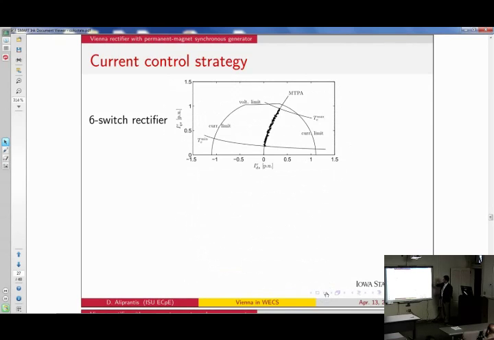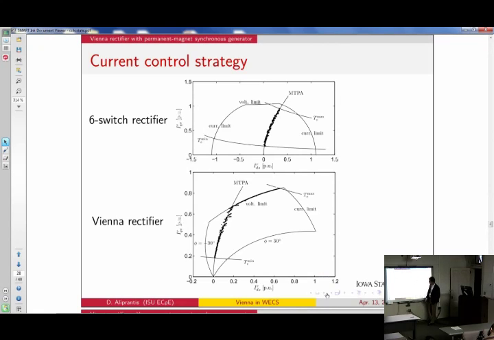And here's what happens. For the six-switch, the traditional one, if you do this maximum torque per ampere strategy, these are the points that you will follow to get your torque, which is what people do today. For the Vienna rectifier, you have to do two things. You start out here at low wind speed, low power, and you follow the MTPA as before. It turns out that this is the best way to do it.